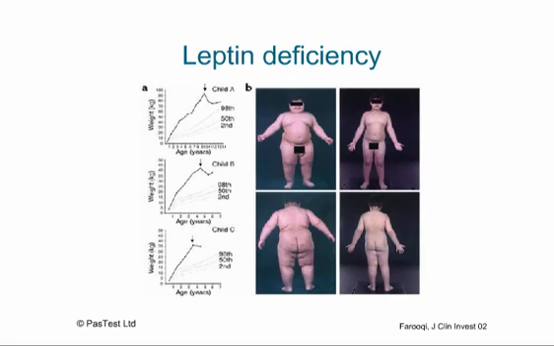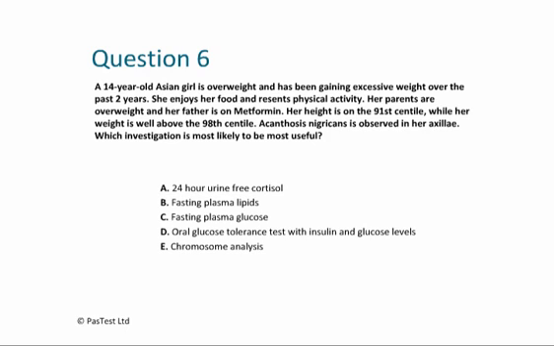Let us now examine this question. A 14-year-old Asian girl is overweight and has been gaining weight over the past 2 years. She enjoys her food and does not like physical activity. Her parents are also overweight, and her father is on metformin. Her height is on the 91st centile and her weight is well above the 98th centile. Acanthosis nigricans is observed in her axillae. Which investigation is most likely to be useful?